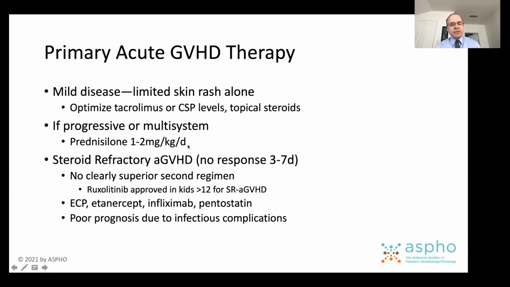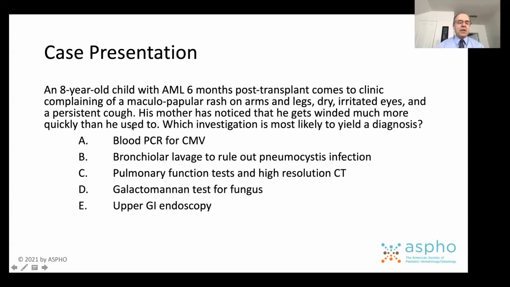But if you have significant disease, then we will start steroids at 1 to 2 mg per kilo of prednisolone, to try to get it under control. Steroid-refractory GVHD, which means you have either zero response or progression by 3 days, or no response at all by 7 days, you really need to add more. Ruxolitinib has been approved for children above age 12 who have steroid-resistant acute GVHD, but other agents can be used as well. And many centers have a number of different approaches that they're using and testing for this highly refractory GVHD.